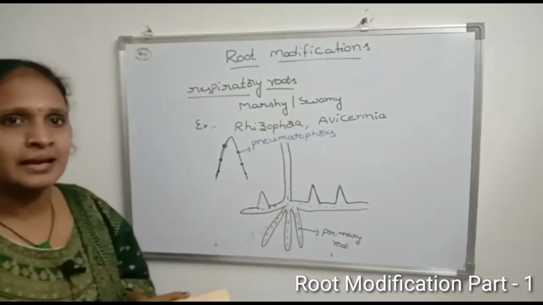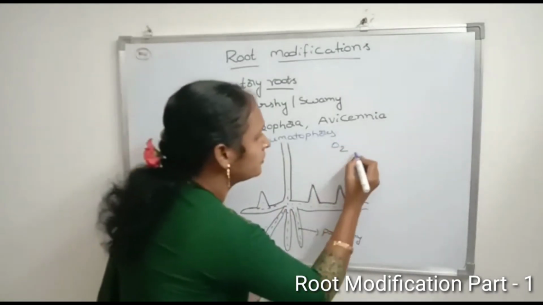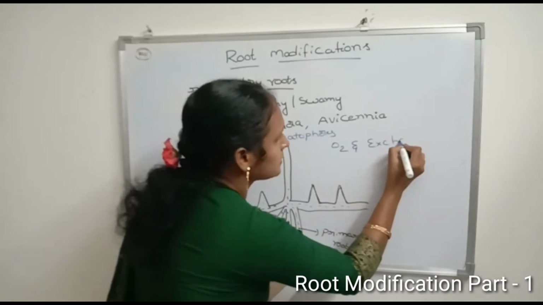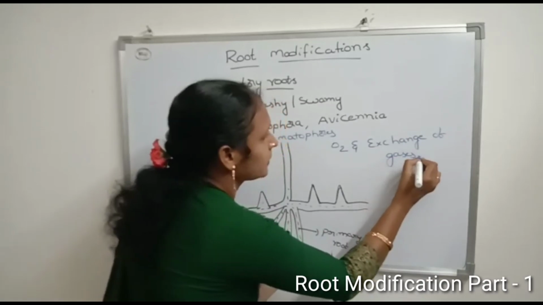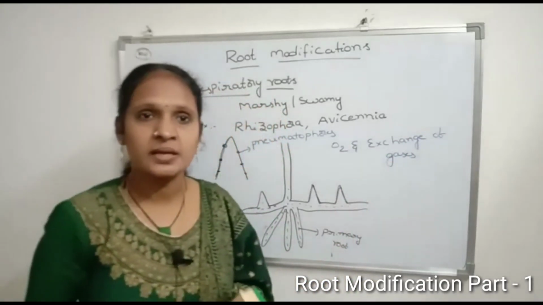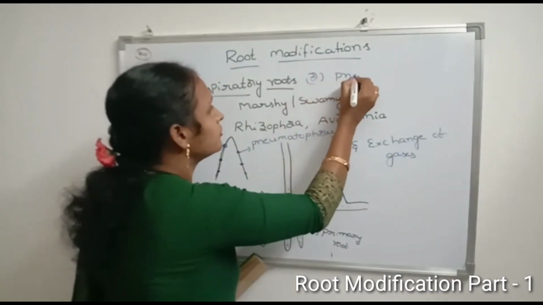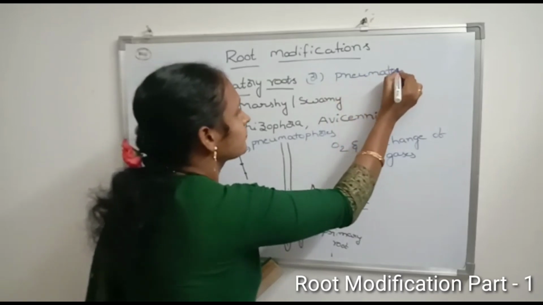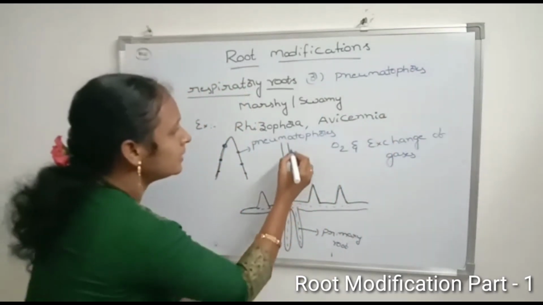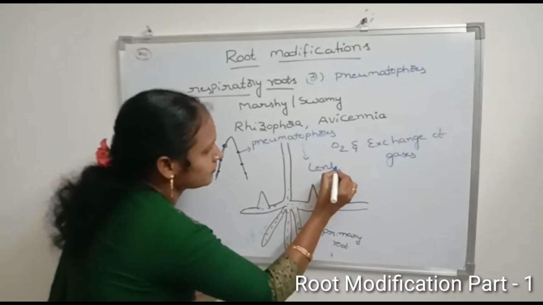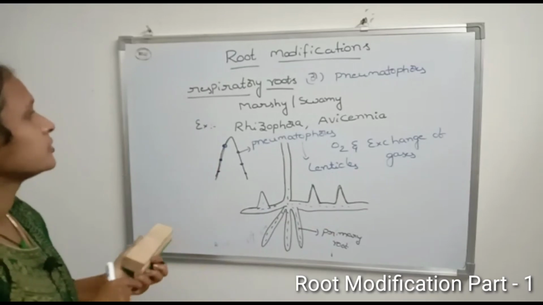These pneumatophores are helpful for the respiration of O2 and the exchange of gases. This type of root is called the respiratory root, or pneumatophore. Actually, the pneumatophores are modifications of lenticels.